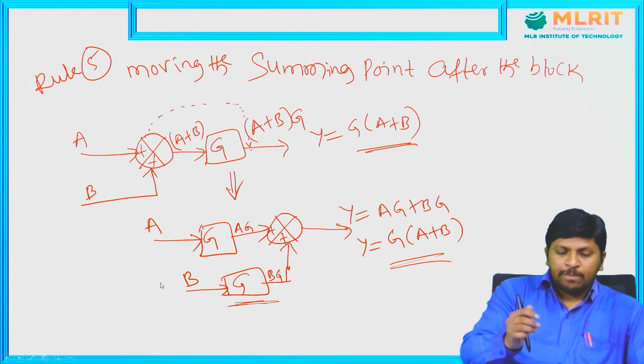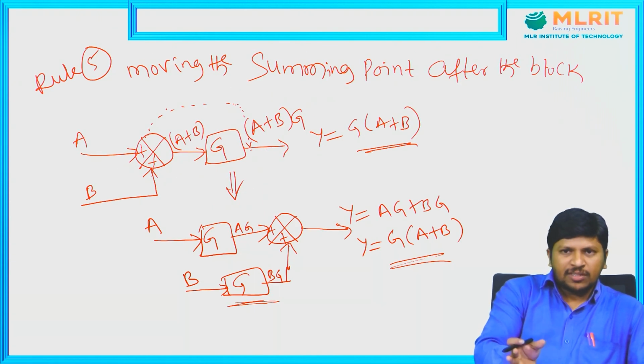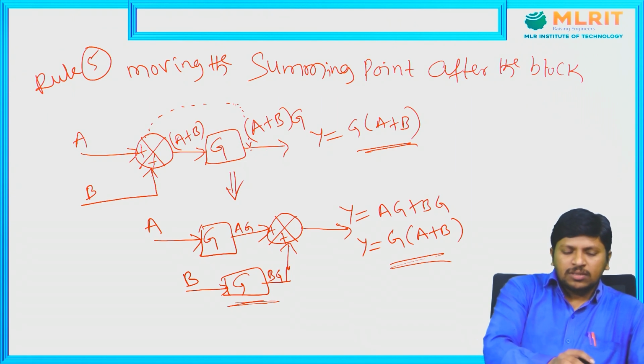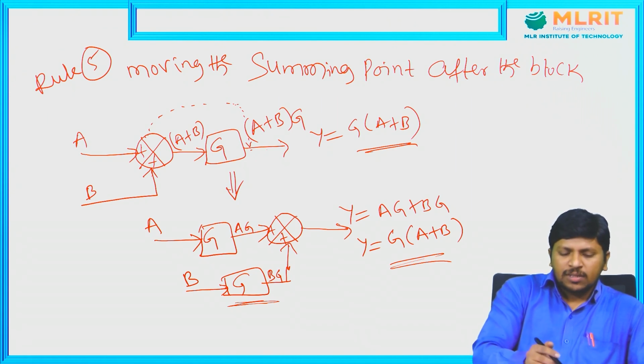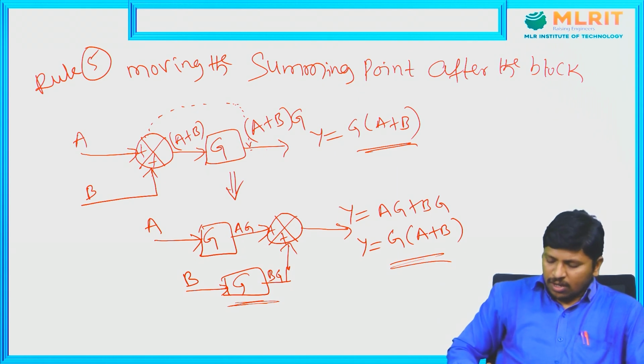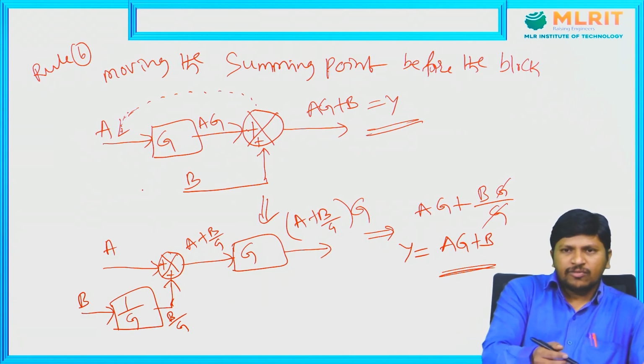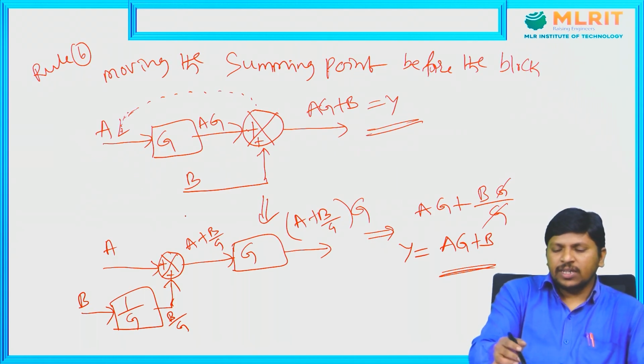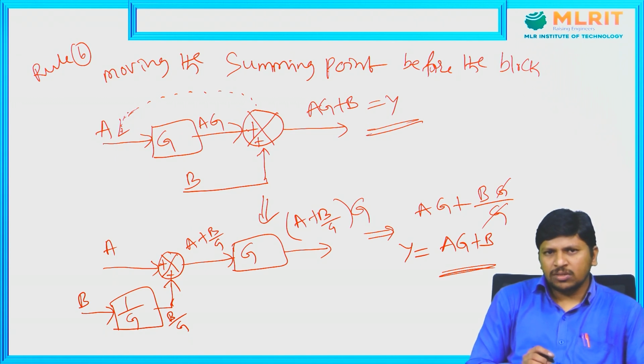Next, moving the summing point after the block. After the block means, in the second signal, the value in the block, G, right? That G value is put in the second signal as it is, but before the block it is 1 divided by the block value, and we get the same output. These are the rules to reduce the block diagram and then calculate the transfer function of the block diagram. Thank you all.